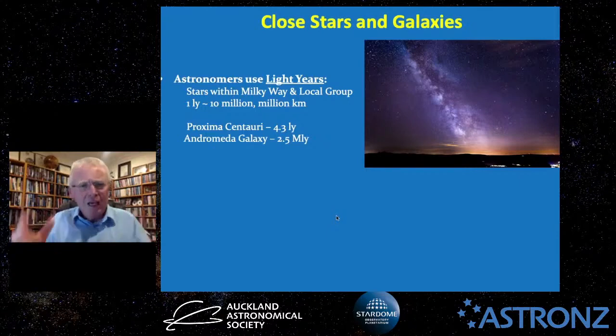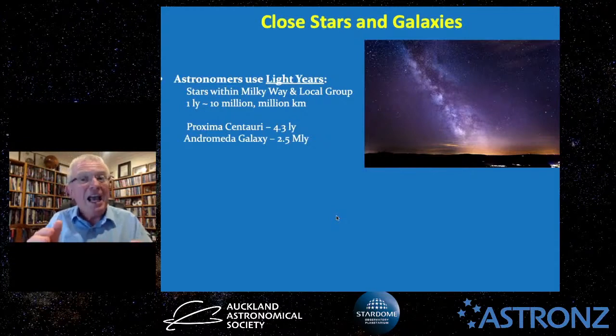Okay, so how about close stars and galaxies nearby? What do astronomers do about that? They use what they call light years. Now, a light year is the distance that light travels in a year.